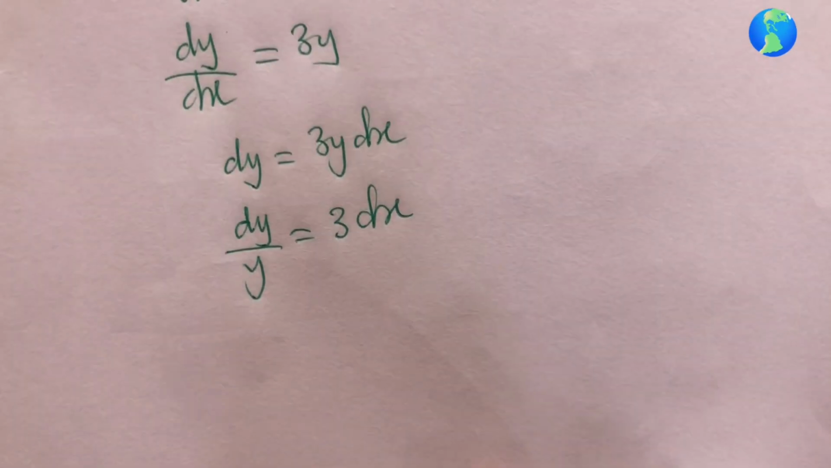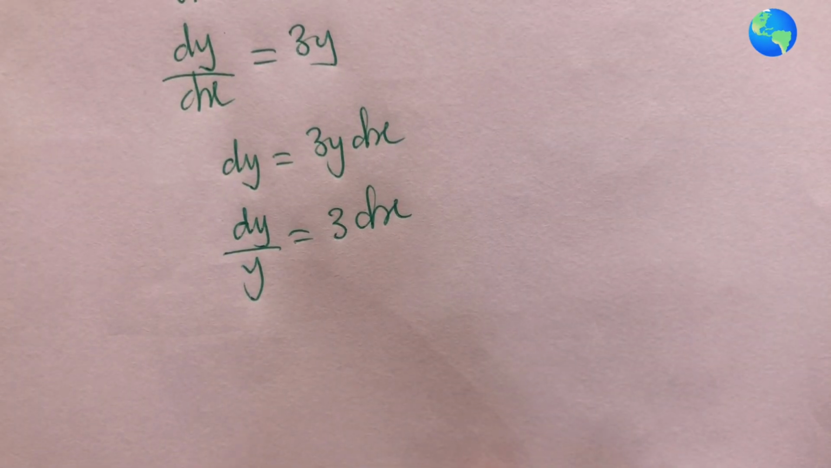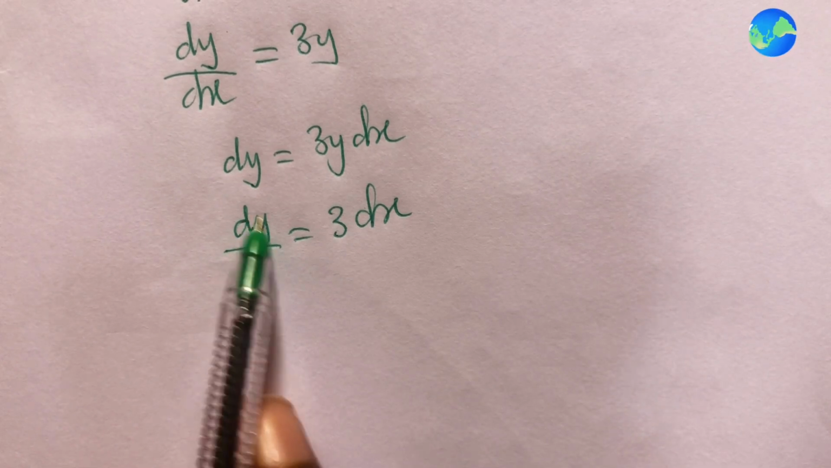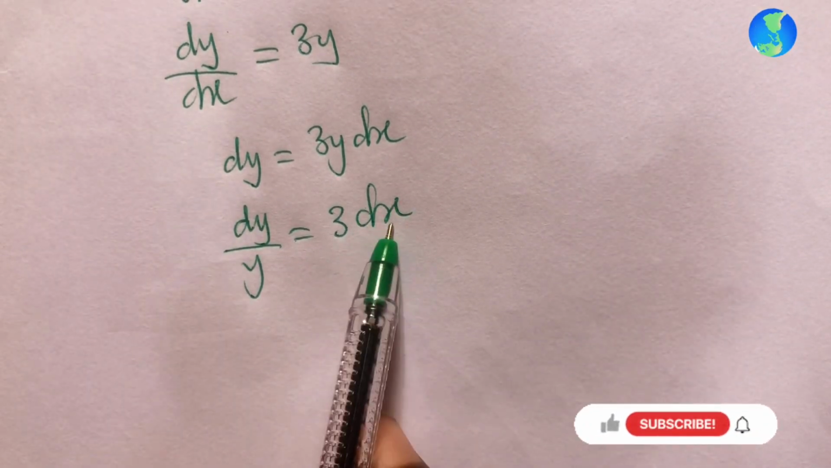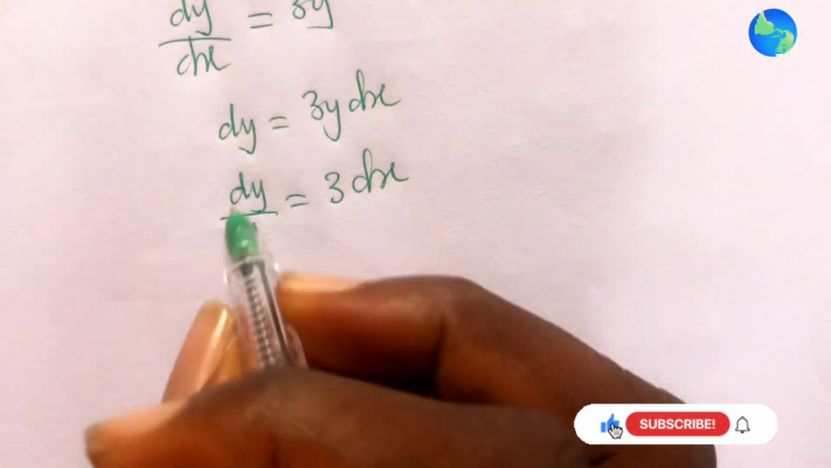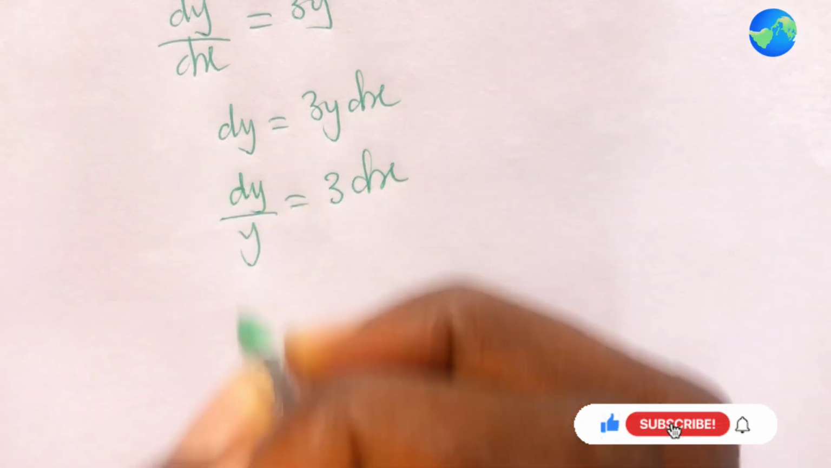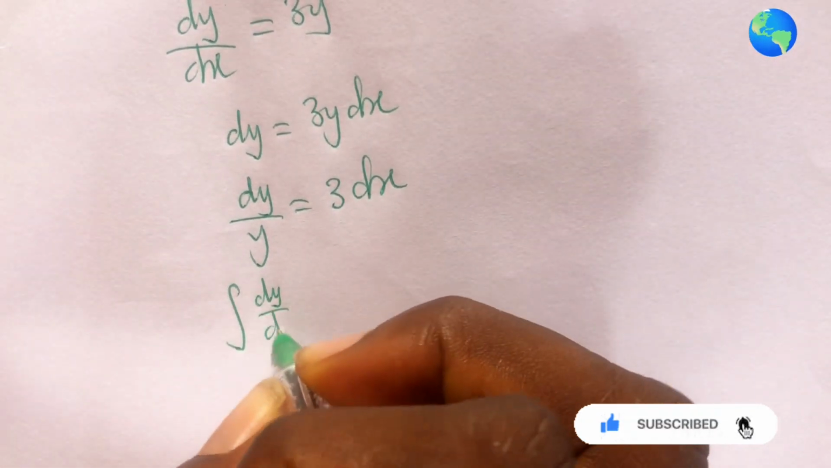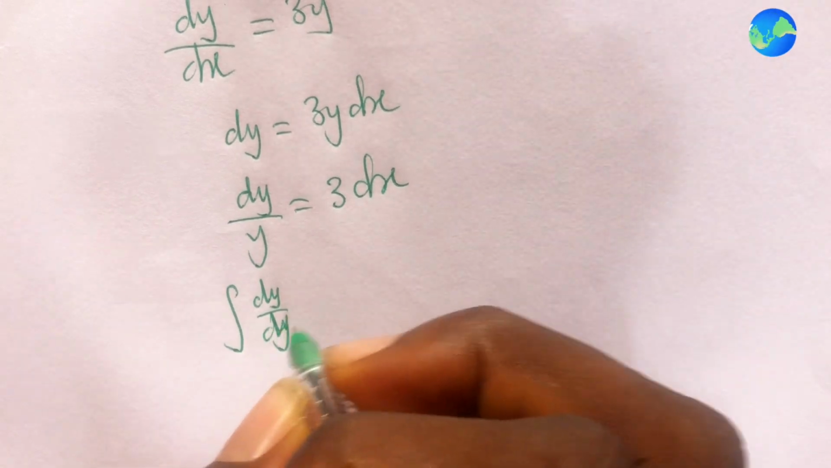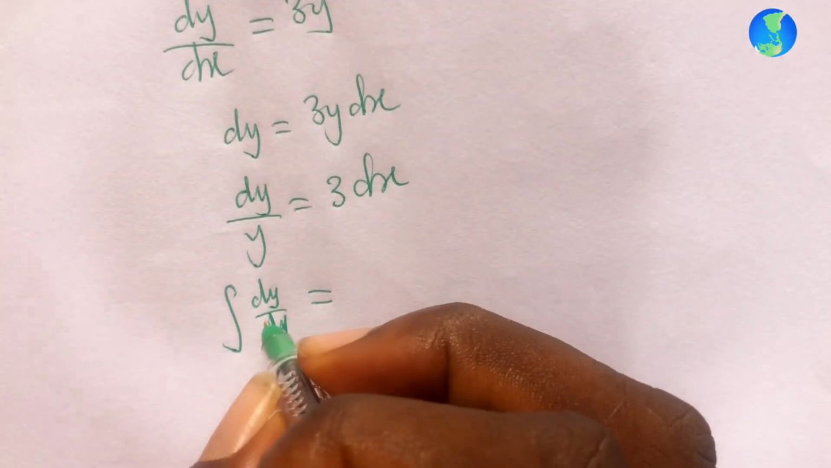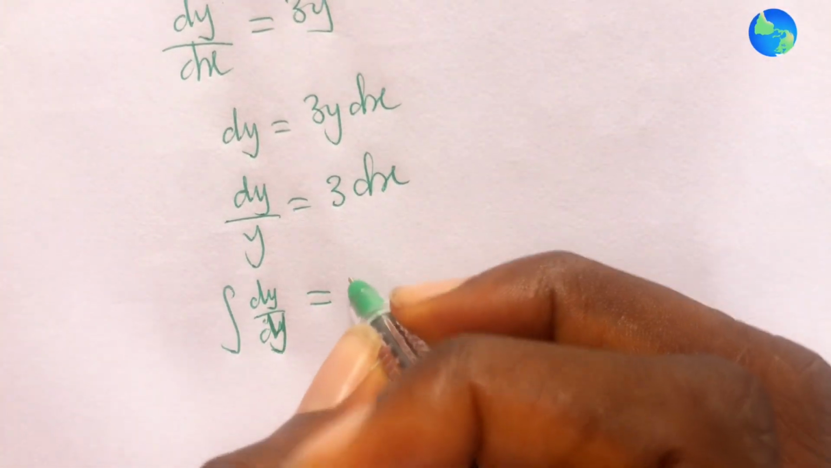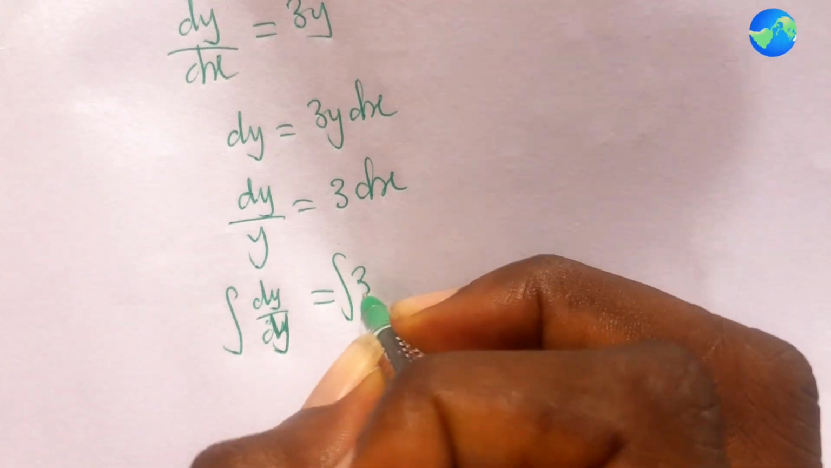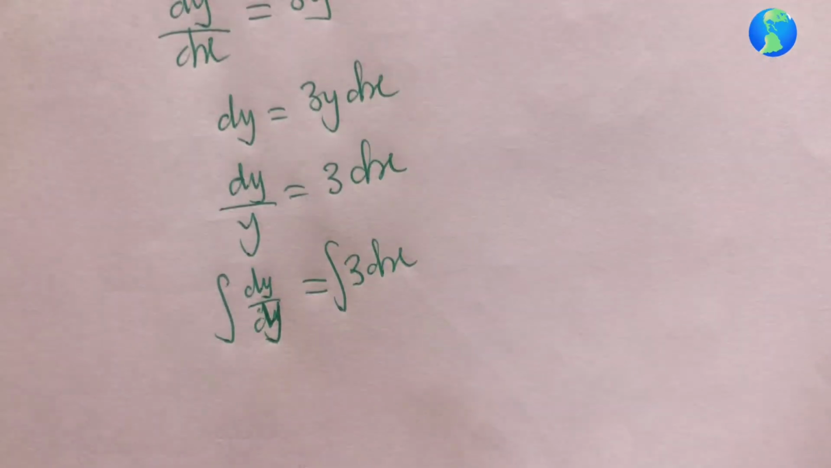So you see why I said I'll use the method of separation of variables: I have dy on one side and dx on the other side, right? So clearly I can integrate both sides of this. I can have the integral of dy over y equals the integral of 3 dx, right?